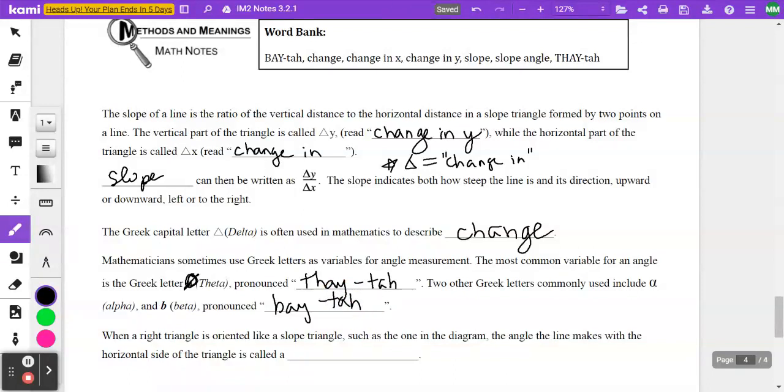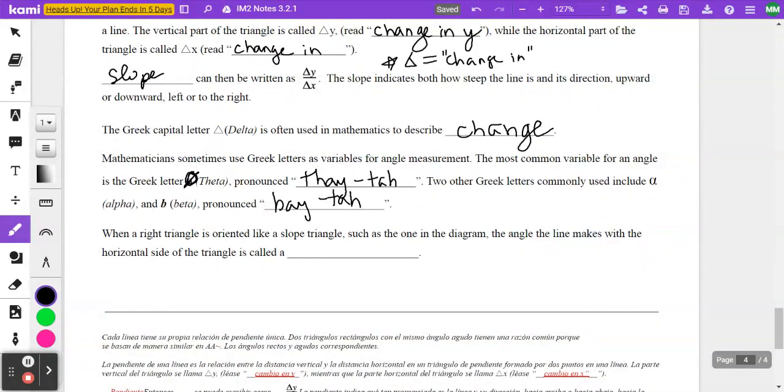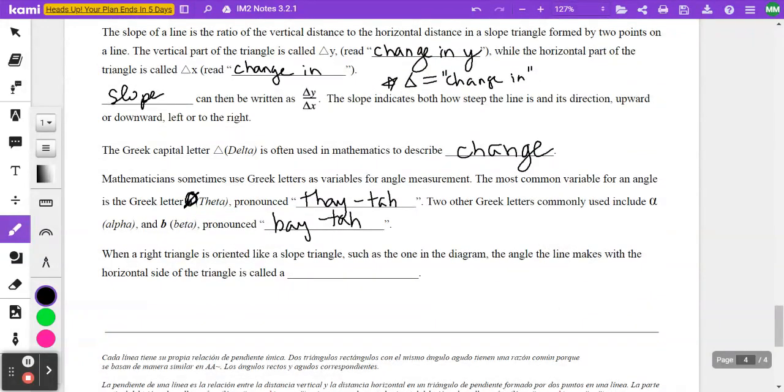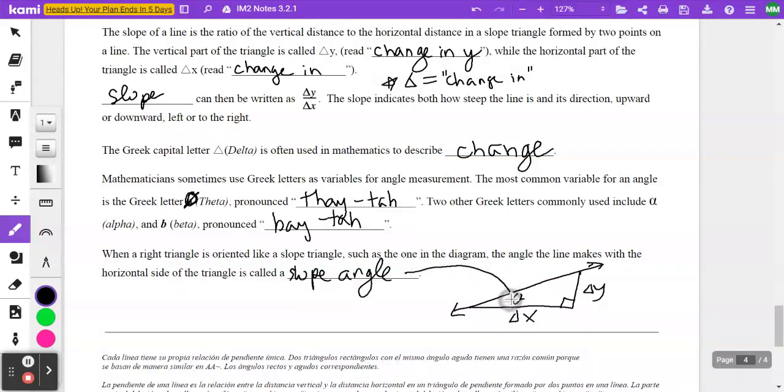When a right triangle is oriented like a slope triangle, such as the one in the diagram, the diagram went away, I'll draw it right here: change in y, change in x, theta. Such as the one in the diagram, the angle the line makes with the horizontal side of the triangle is called a slope angle, this angle right here.